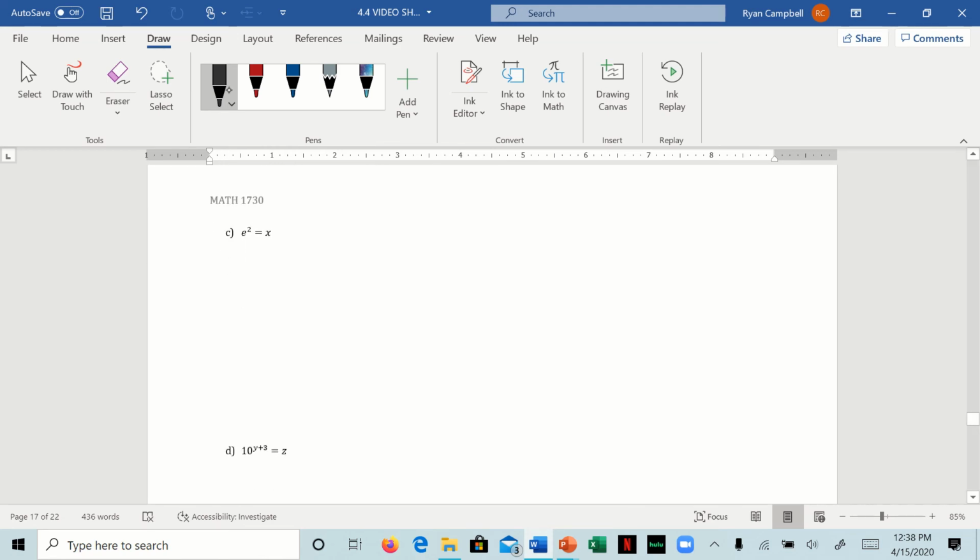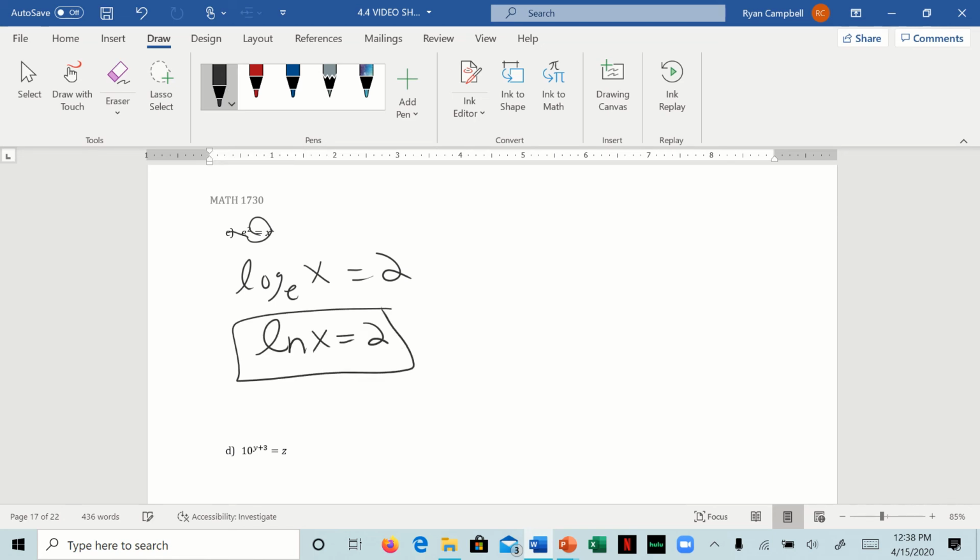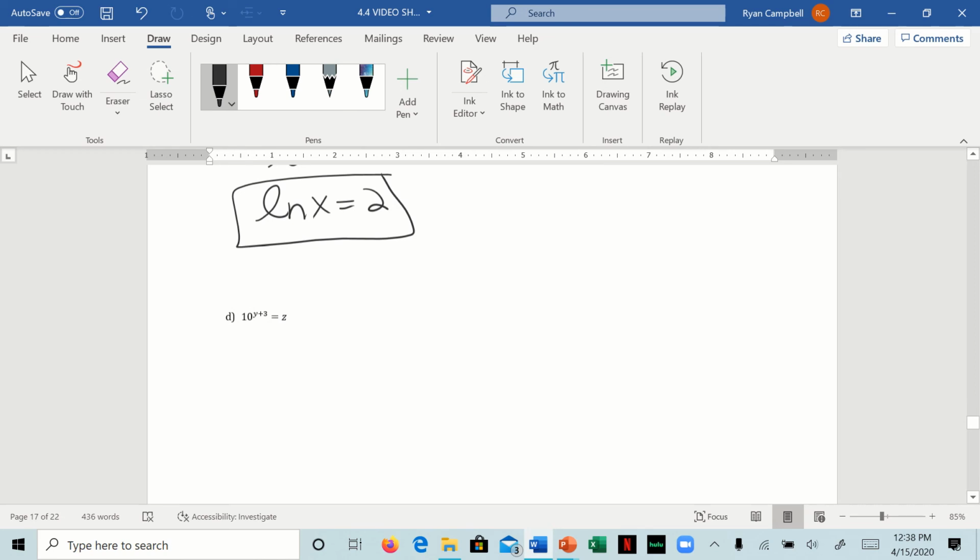All right, so now let's turn this one into the logarithmic form. So we're going to have log base e of x equals 2. But this is the incorrect form, so instead of log base e, we just write natural log of x. And you do need to do that. So we do need to make sure we're writing natural log of x, not log base e, ultimately. Good. And then for this one, it's going to be log base 10 of z equals y plus 3. But again, log base 10, that's just log.